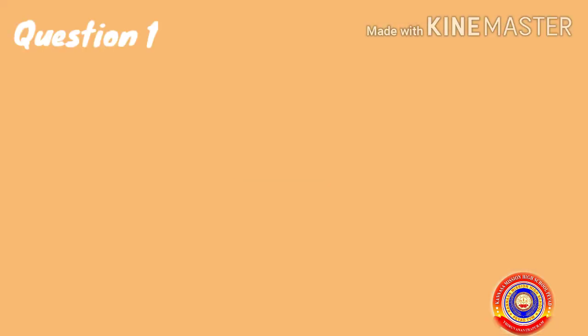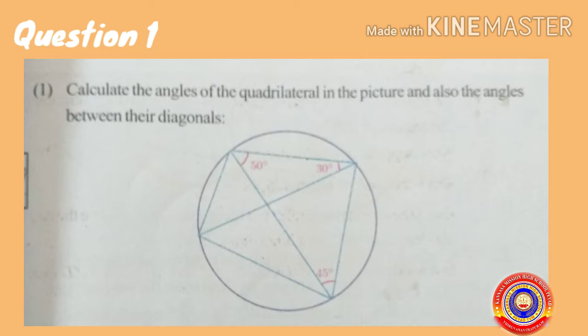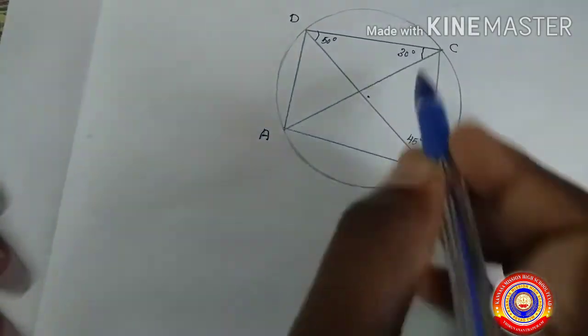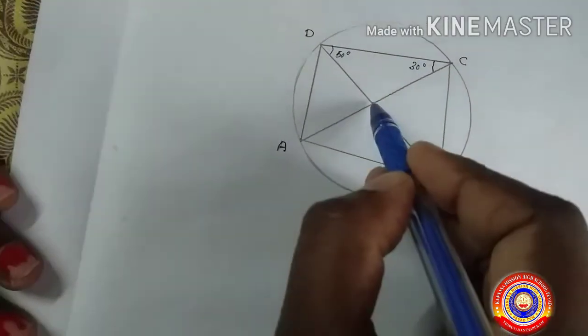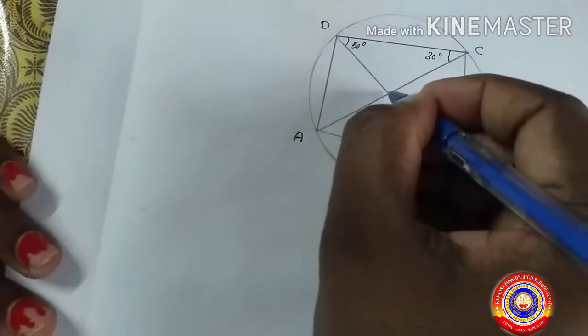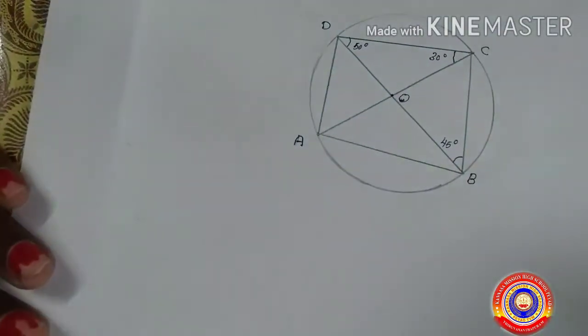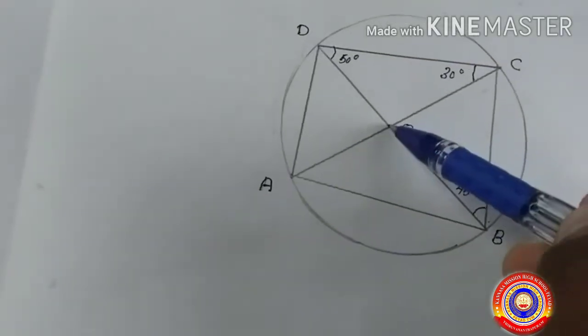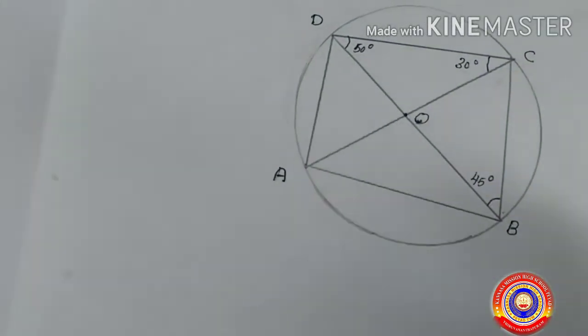Question number 1. Calculate the angles of the quadrilateral in the picture and also the angles between their diagonals. Here we have to find all the angles of the quadrilateral and the angles between its diagonals. ABCD is the given quadrilateral. We have to find all four angles of this quadrilateral and also the angles at the diagonals. Put the center as O.